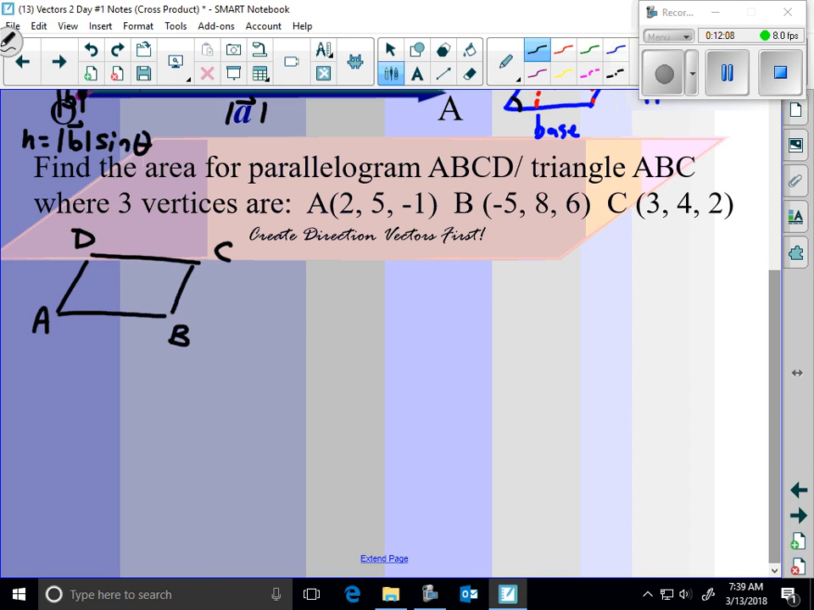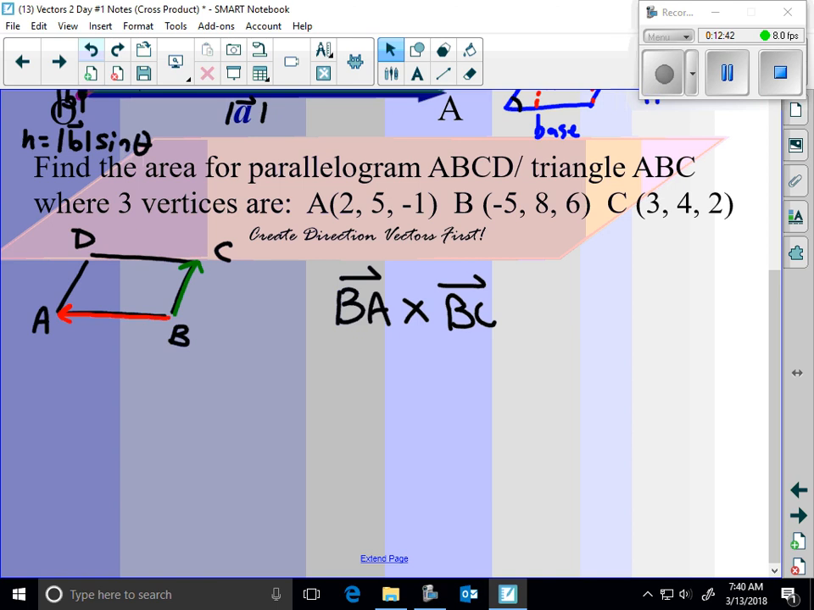All that I need to do is take the magnitude of the cross product of BA and BC. So here's BA and here's BC. If I take the magnitude of the cross product of those two vectors, I will have the area of the parallelogram. So to find the area of the parallelogram, let's do the magnitude of that.